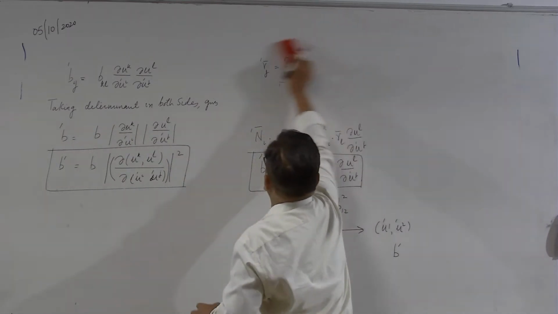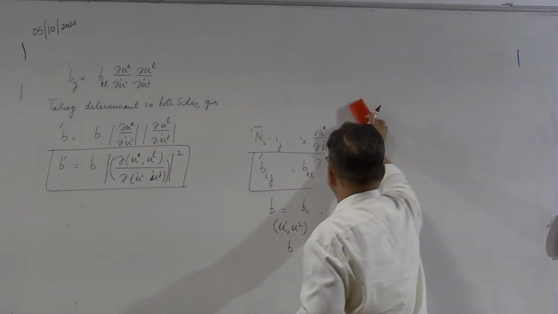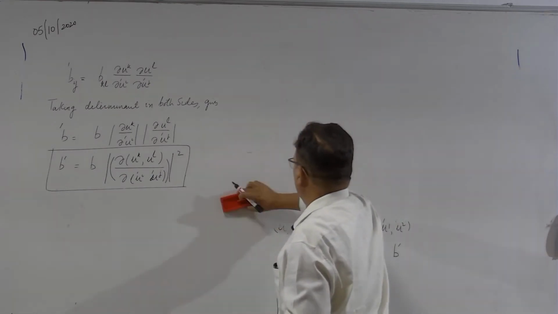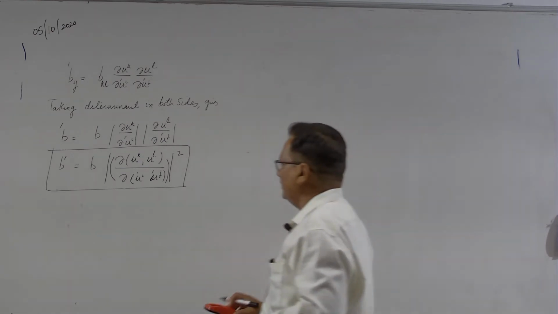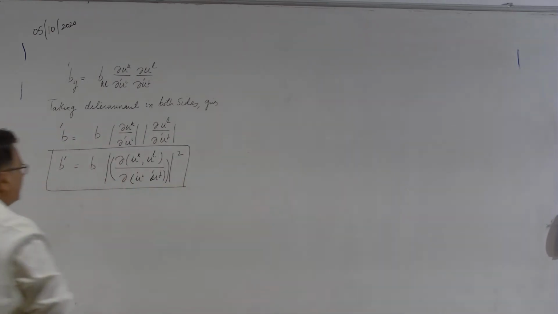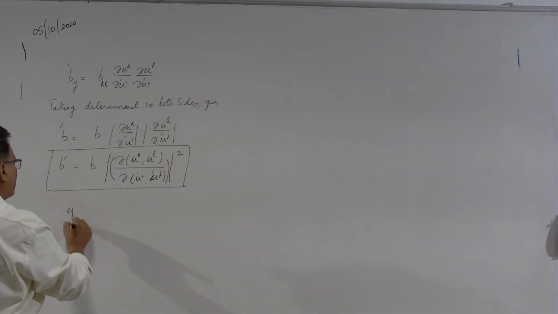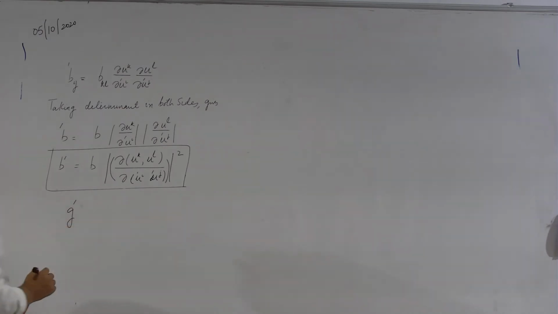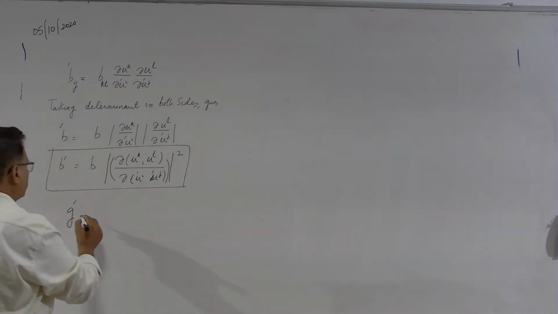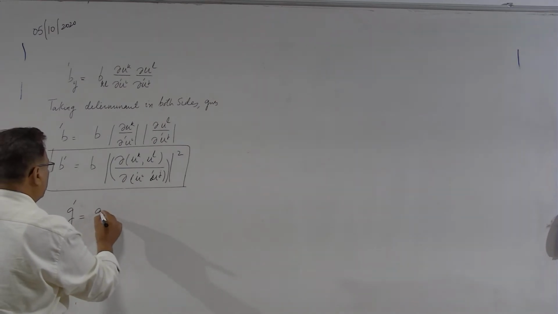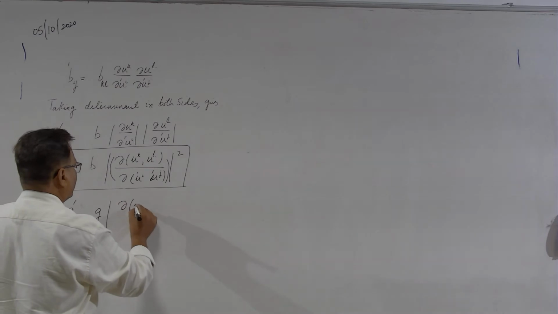Now, if you want to see how the Gaussian curvature transforms, whether it remains the same or it changes in the new coordinate system, that can also be seen. Let me recall the transformation of g. If g dash is the determinant of g_ij in the u1 dash, u2 dash system, this we remember is equal to g into once again the same determinant square.